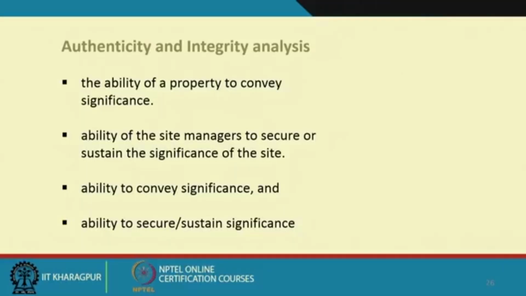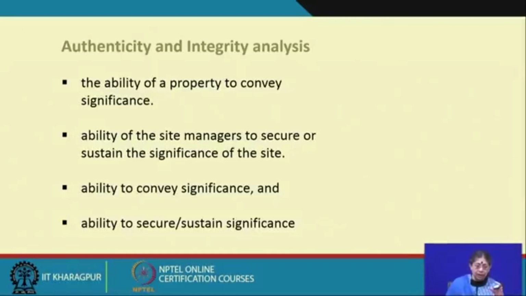So, authenticity and integrity, if we try to summarize, is the ability of a property to convey its significance, and the ability of the site managers to secure or sustain the significance of the site. So these are the aspects which are reviewed while looking at a heritage site, World Heritage Sites mainly, but also any other heritage site. We must try to understand what is meant by authenticity and integrity.